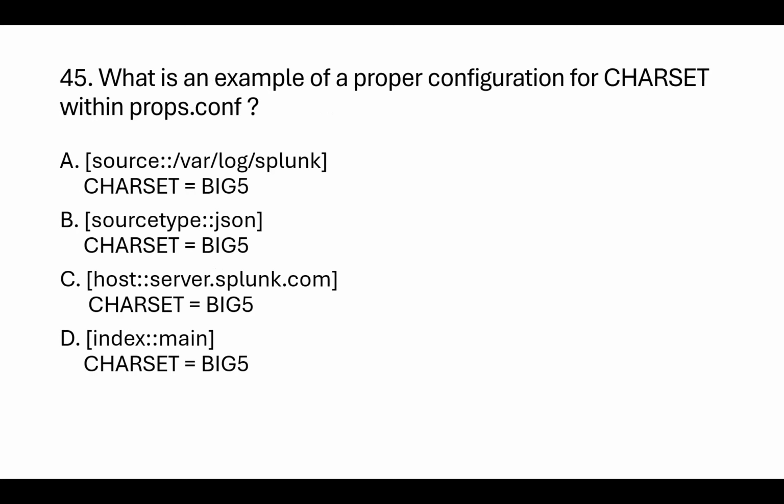What is an example of a proper configuration for cache within props.conf? Option A is stanza source::/var/log/splunk, cache equals to big5. Option B, sourcetype::json, cache equals to big5. Option C, host::server.splunk.com, cache equals to big5. Option D, index::main, cache equals to big5. And the answer is option C, host::server.splunk.com, cache equals to big5.